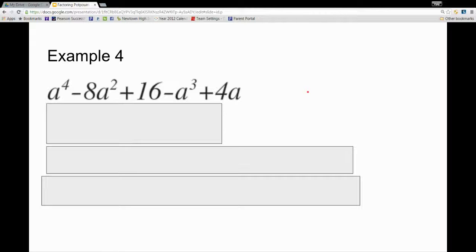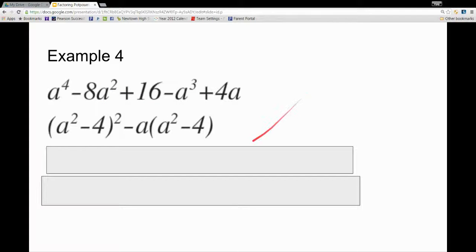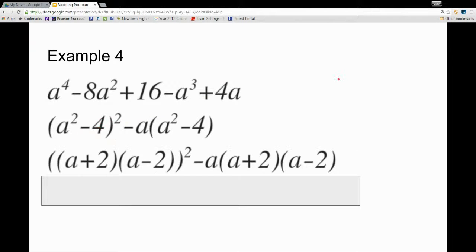Here's our final example. In this, we need to do the factoring of this side and taking out a greatest common factor in this side. So here we can take out a negative a, and that will give us a times a squared minus 4. And on this side, we just factor it. When we do that, we get a squared minus 4 squared minus a times a squared minus 4. Now notice these are all perfect squares. So from here, we can break this down into a plus 2 and a minus 2 squared minus the a times a plus 2 a minus 2.